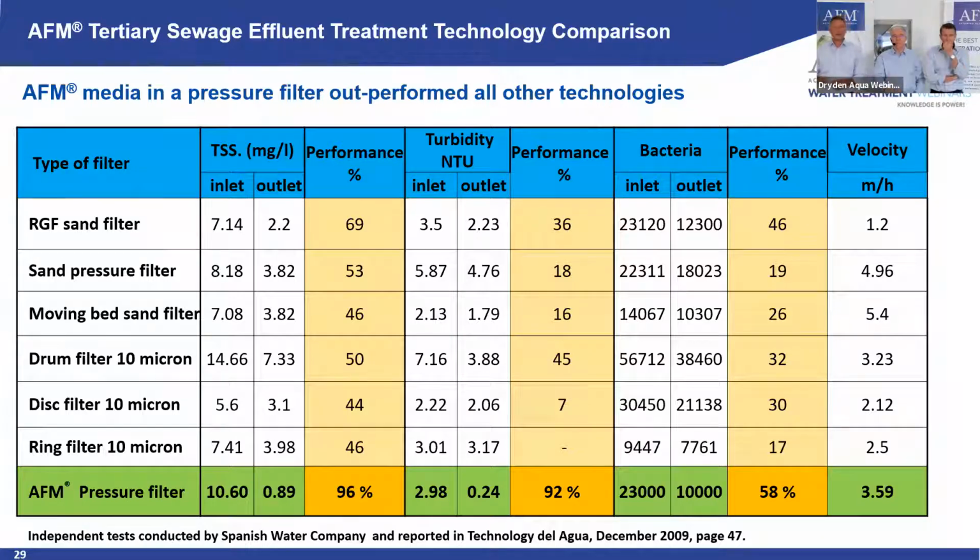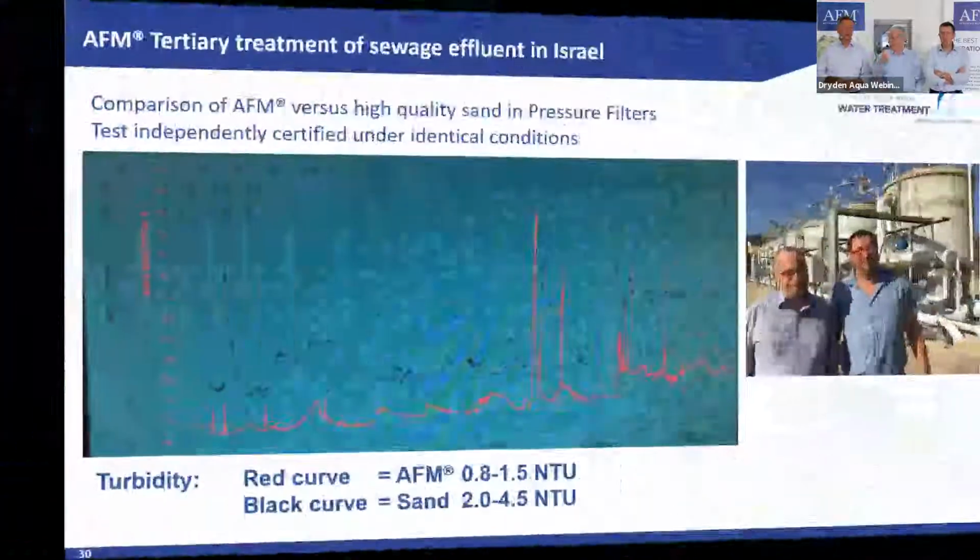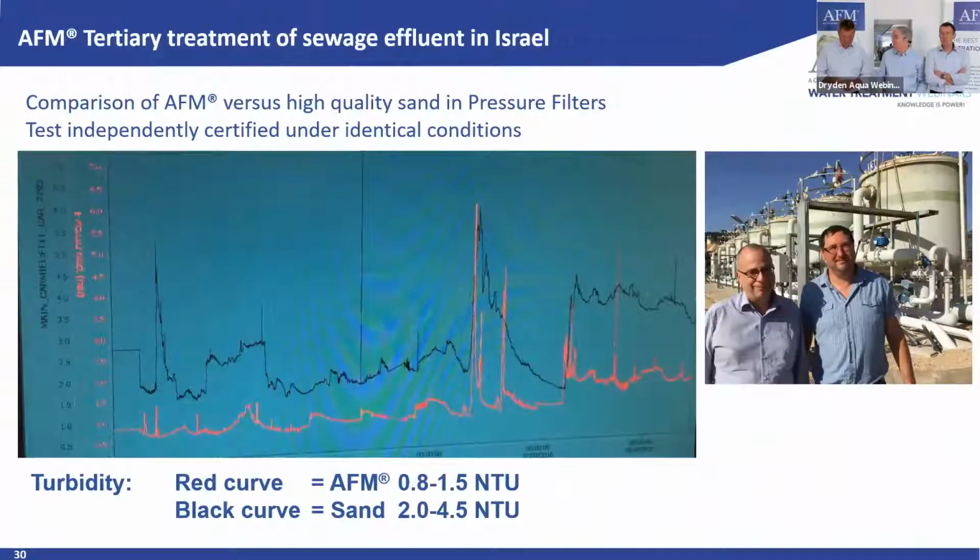Also, that has something to do with velocity. The velocity was very, very low. You can see we even achieved this figure with almost more than double the velocity. Here it's not we, but they did, with our AFM.